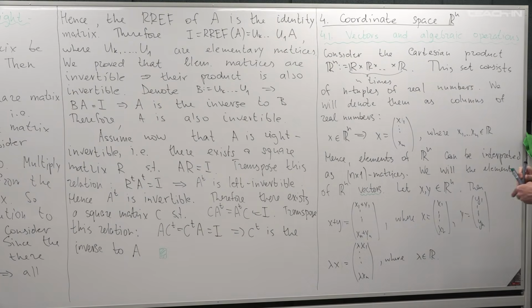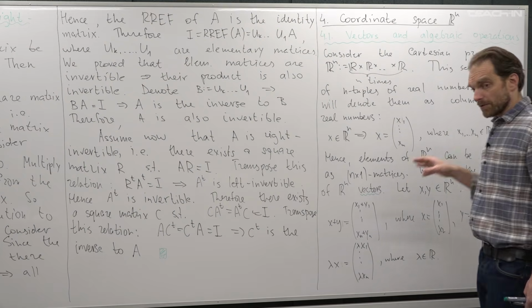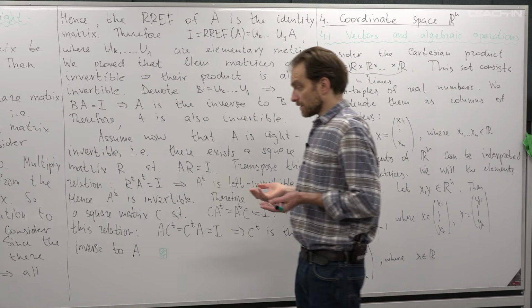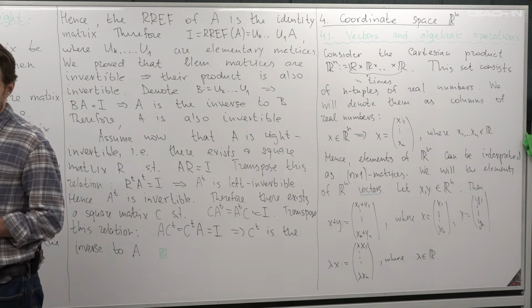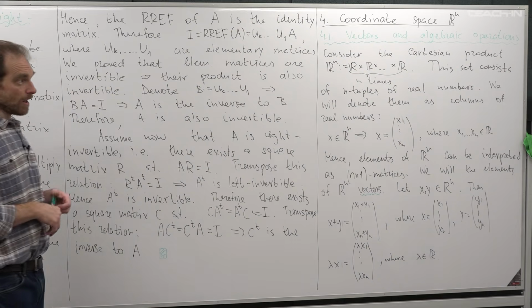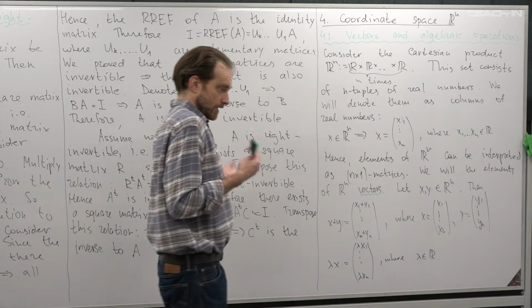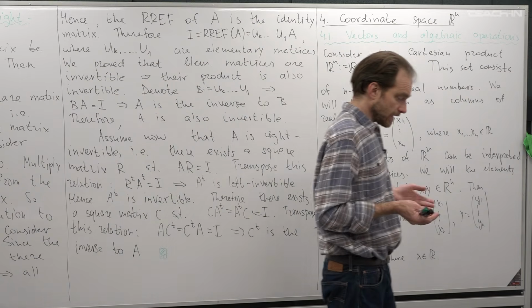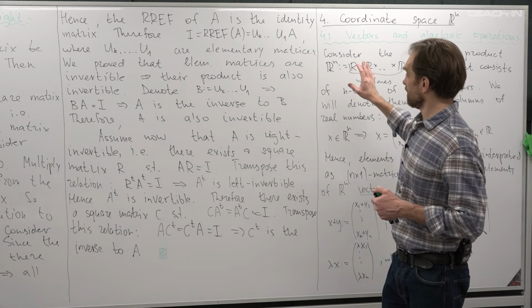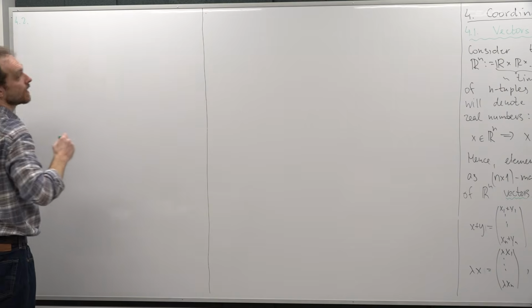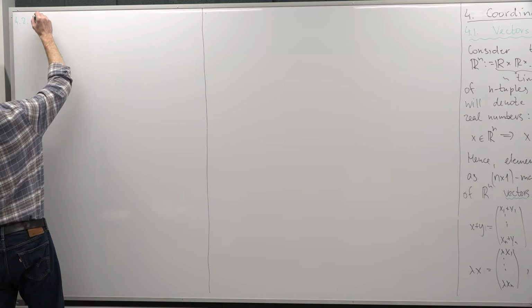So we know how to add vectors, we know how to multiply vectors by real numbers, and just because the elements of Rn are matrices, all the properties like associativity or commutativity are also satisfied for the elements of this set. 4.2 will be linear combinations.